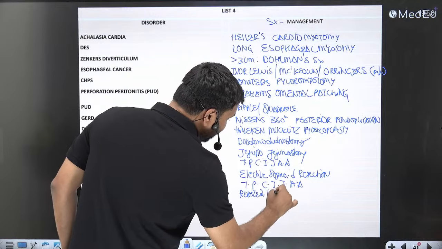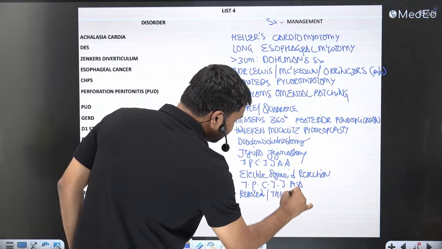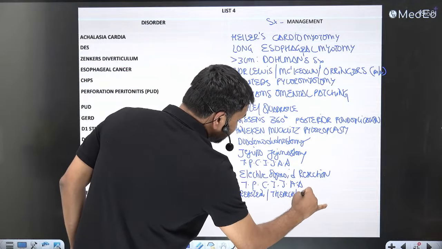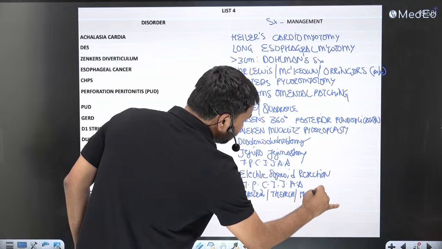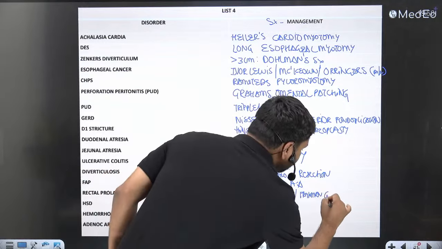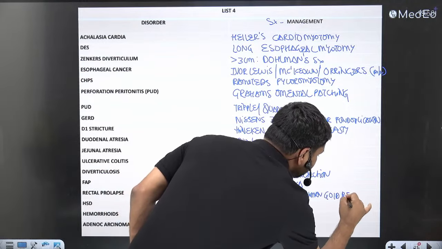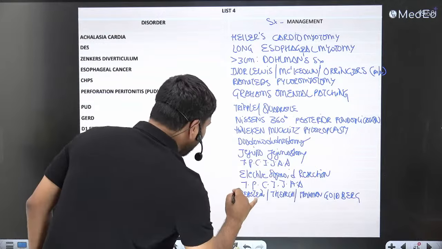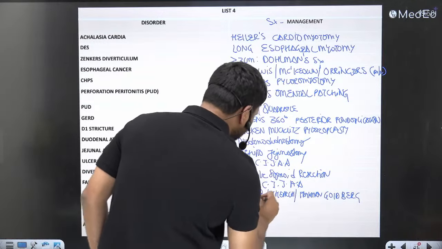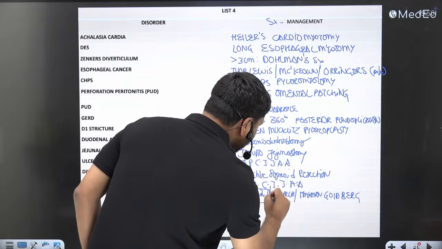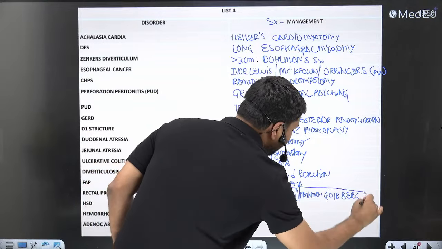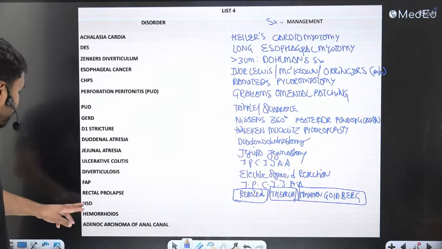Then you have the Thiersch wiring. Then you have the Frykman-Goldberg surgery. Remember all these three. Ripstein's is going to be an abdominal approach. Thiersch is your perineal approach. Frykman-Goldberg is again your abdominal approach.